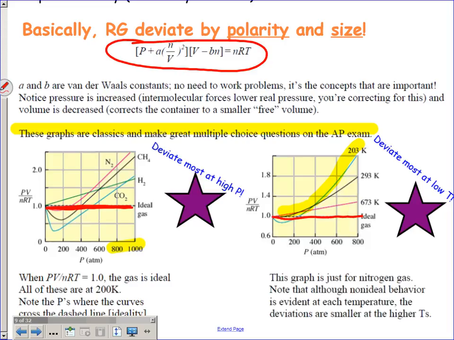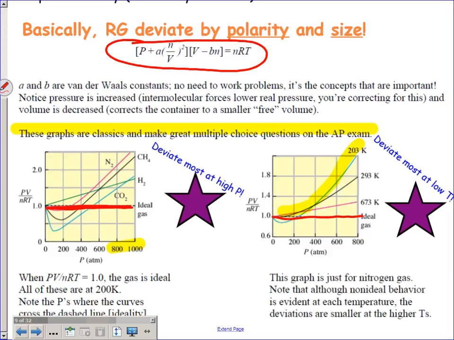You can see these are the temperatures. This is at 203 Kelvin, 293 Kelvin, and 673 Kelvin. We have the most deviation from this flat line at cold temperatures. So they're slowing down. They're starting to have time to interact. Okay, so I think I've kicked that horse enough.